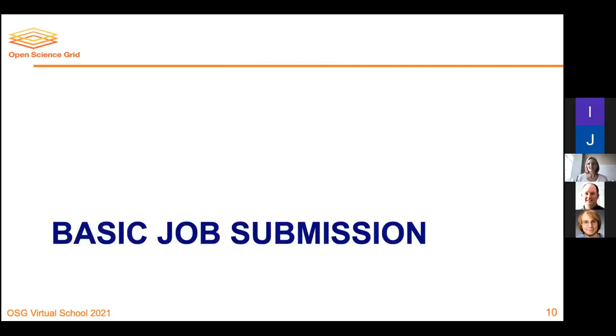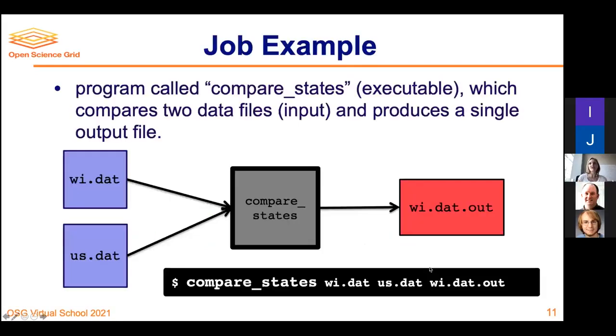So let's talk about the basics of job submission from the user perspective. We mentioned before that jobs in Condor need 3 components in order to be self-contained. So we've got an example here of a program called compare states that takes in 2 input files. Those would be the first 2 arguments if you were to run this software on the command line, and it knows what file to write output to by you telling it what file name to use for output as well. So we'll use this example to show you the basics of the submit file and what job submission looks like too.